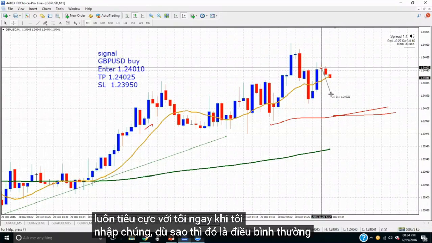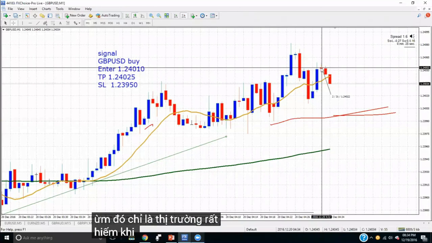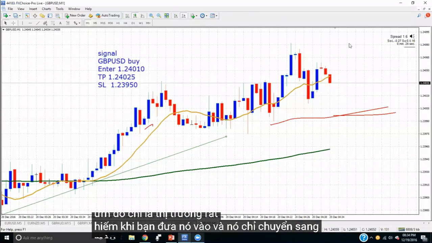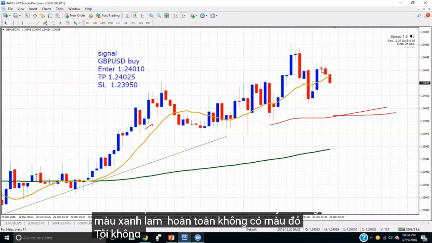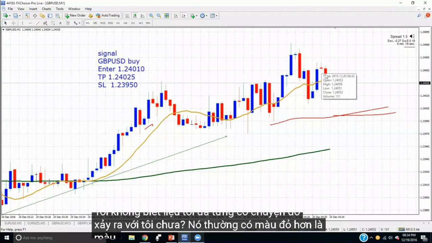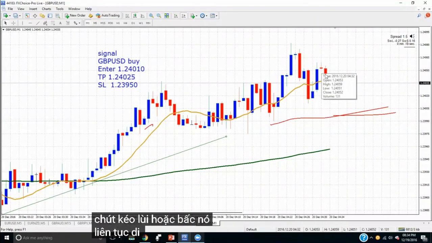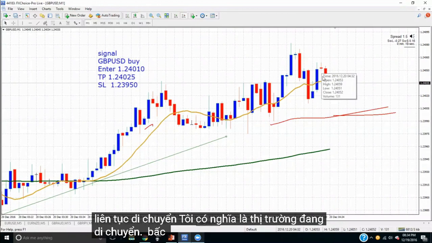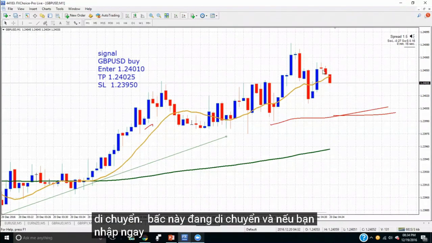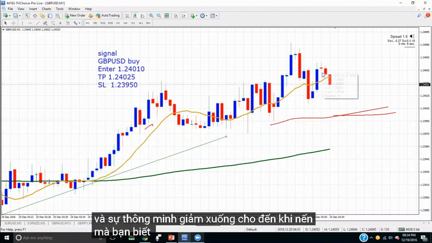That's kind of normal anyway. That's just the market. Very, very seldom do you put it in and it just goes blue without red at all. I don't know if I've ever had that happen to me. It usually goes red, then blue. Because there's always a little bit of pullback, or the wick, it's just constantly moving. I mean, the market is moving, so this wick is moving. And if you entered right here, the wick goes up and the wick goes down until that candle's finished.